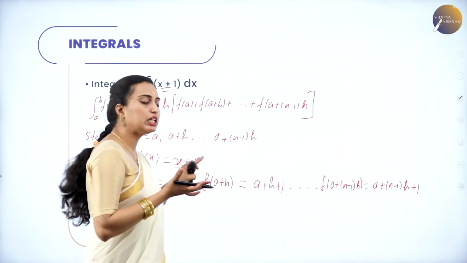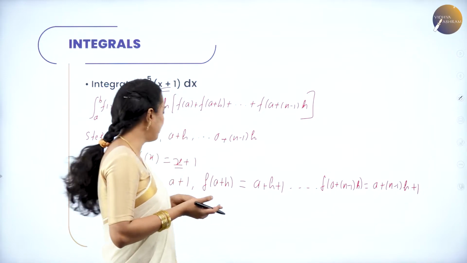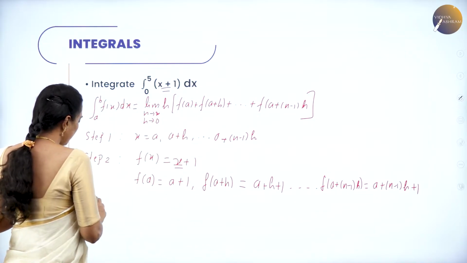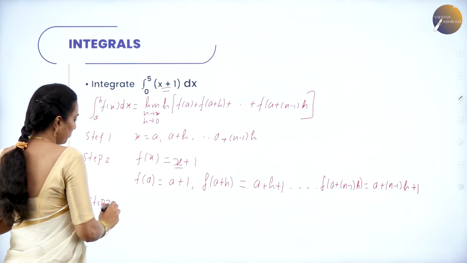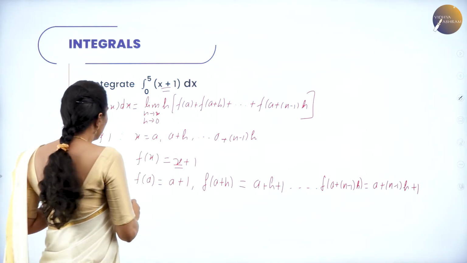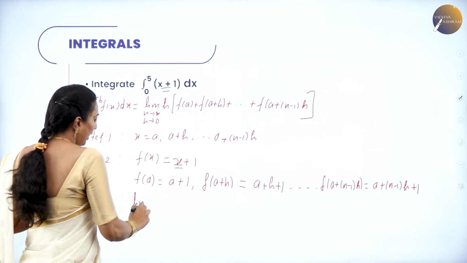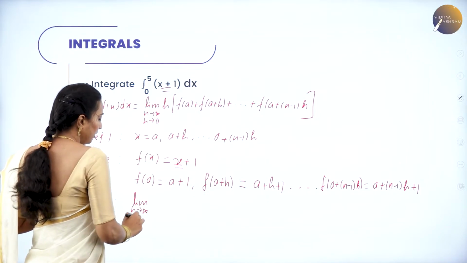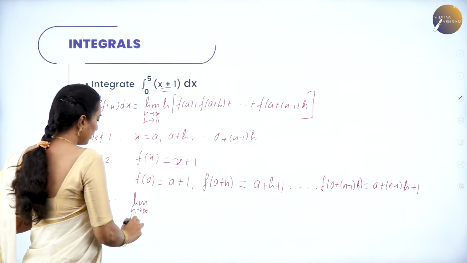Now, substituting these values in the formula. So, what happens? That is step 3 we can take. I am avoiding one step here because you know how to write it down now. So, limit as n tends to infinity, h tending to 0.